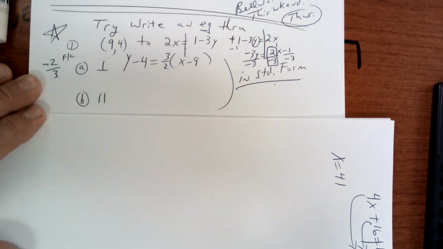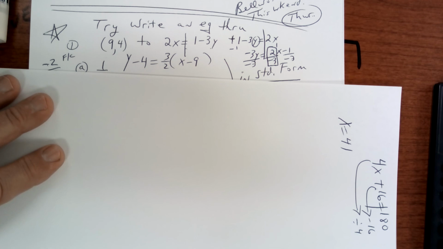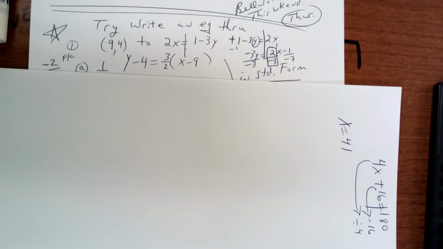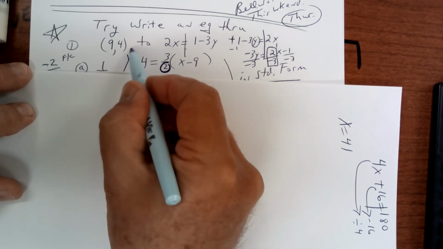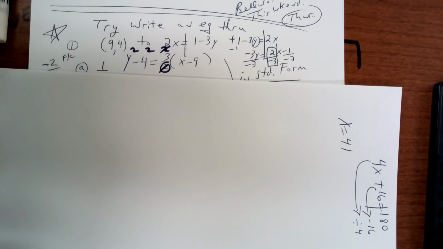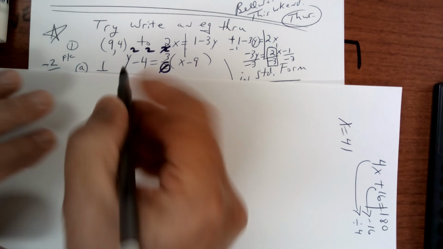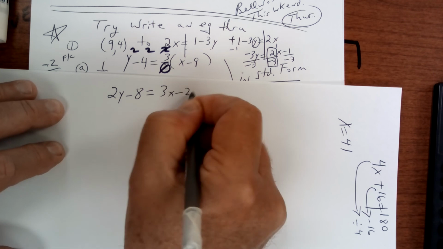All right, now that's perpendicular, but they want you to solve this equation in standard form, so they want you to go further. So what I would do here, and the easiest thing to do, is to get rid of this 2 by multiplying by 2. So this 2 cancels. So you're going to get 2y minus 8 is equal to 3x minus 27 when you distribute.